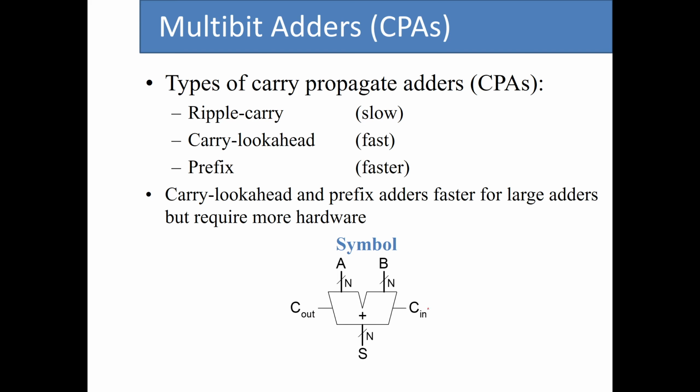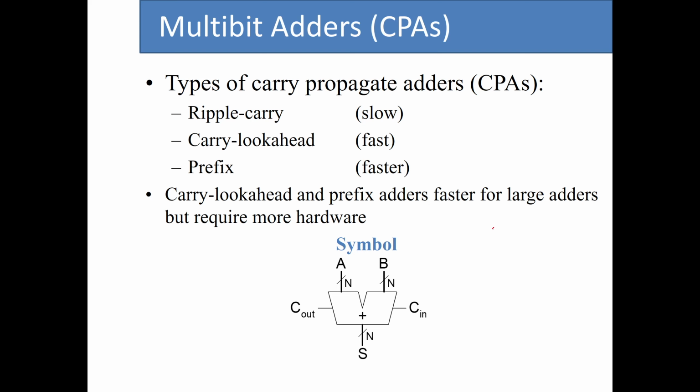We have the carry in. From the right, we have A and B, each being n-bit numbers. We calculate the result of summation, and then we have a carry out at the end too.